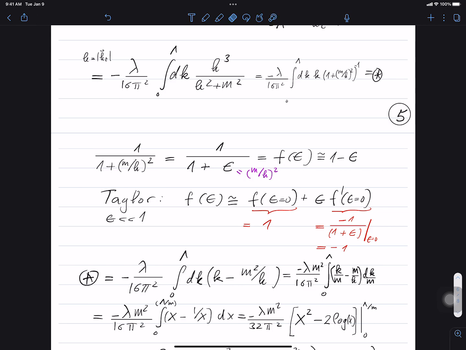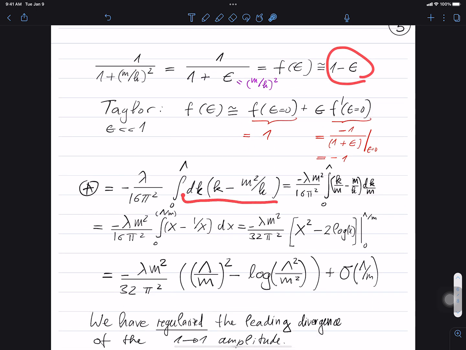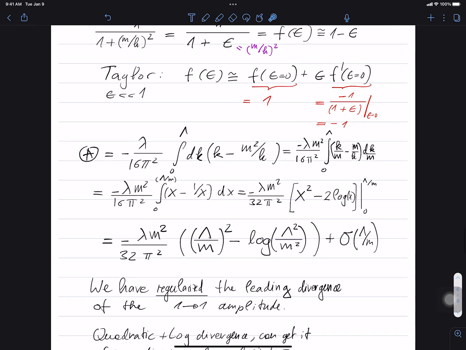This is clear from the Taylor expansion, which is equal to the value at epsilon equals 0, this 1, plus epsilon times the derivative of the function at epsilon equals 0. That gives us minus 1 divided by (1 plus epsilon) squared. At epsilon equals 0, it gives you just a minus 1. So you get 1 minus 1 times epsilon. This is the expansion of the function. And plugging this in here, we can simply evaluate the integral and get the prefactor lambda m squared divided by 16 pi squared, and the integral over k over m and m over k.